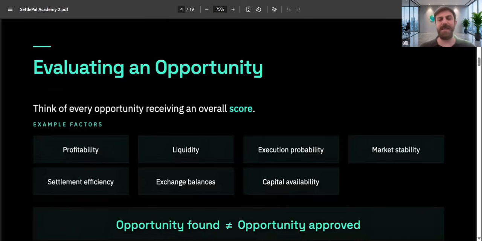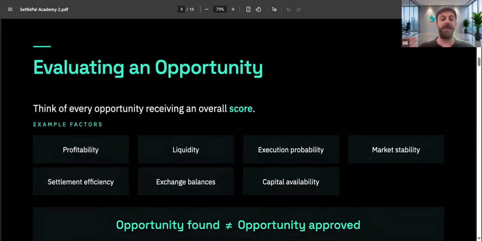So, to explain that process, I want you to imagine every opportunity receives an overall score. This is only an example and not our actual internal scoring system, but it does help explain how the platform evaluates opportunities. Profitability may contribute towards the score, but so does liquidity, execution probability, market stability, settlement efficiency, exchange balances, capital availability, and inventory positioning. Once those factors are all evaluated, the opportunity receives an overall assessment.